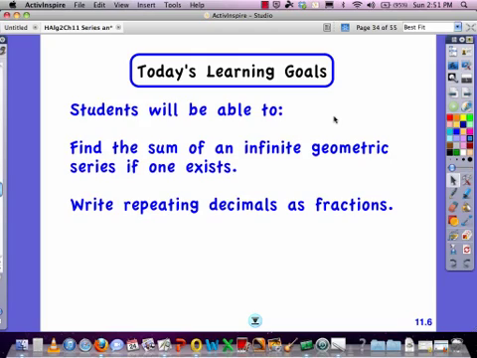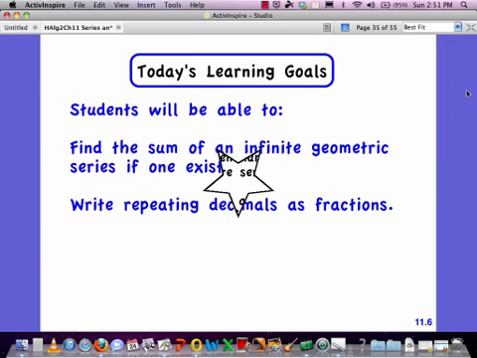All right, we're on to section 11.6. We're going to talk about something called infinite geometric series. We want to be able to find the sum of an infinite geometric series if one exists, and then we also want to be able to use this to write repeating decimals as fractions. So we need a few definitions, so let's start there.